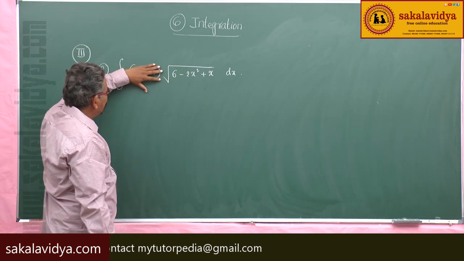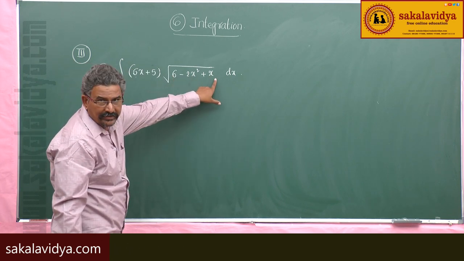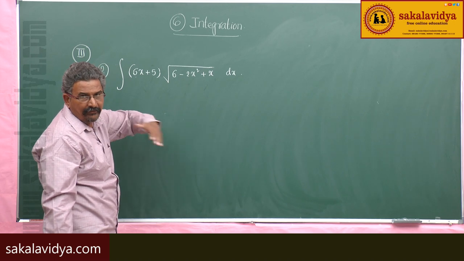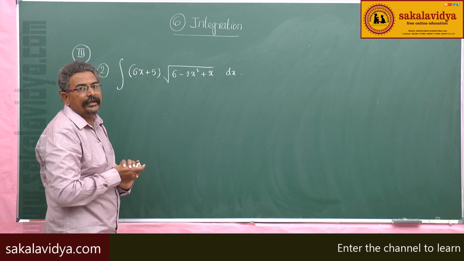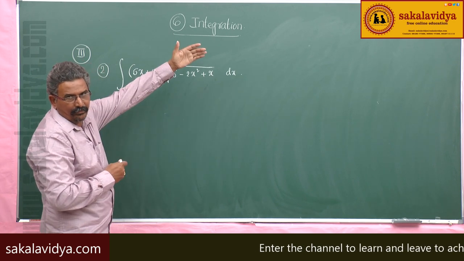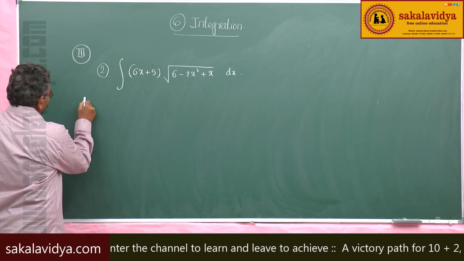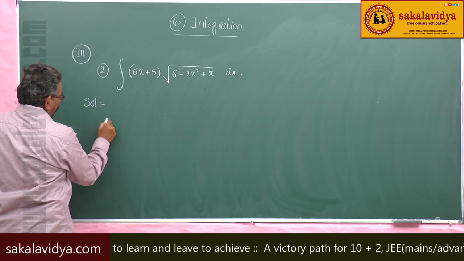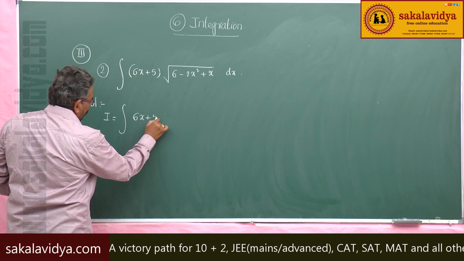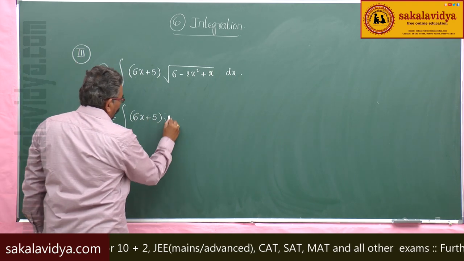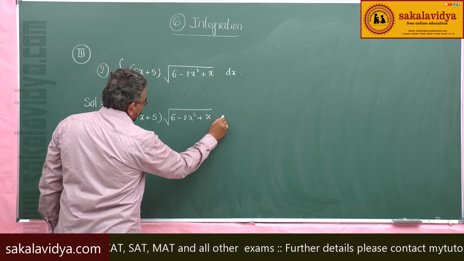So, now this 6x + 5, we have to write as A times the derivative of (6 minus 2x square plus x) plus B, find the values of A and B, separate the integrals, and then integrate, just like the previous problem, as we discussed in the first problem. So, now let us say I is equal to the integral of (6x + 5) root of (6 minus 2x square plus x) dx.